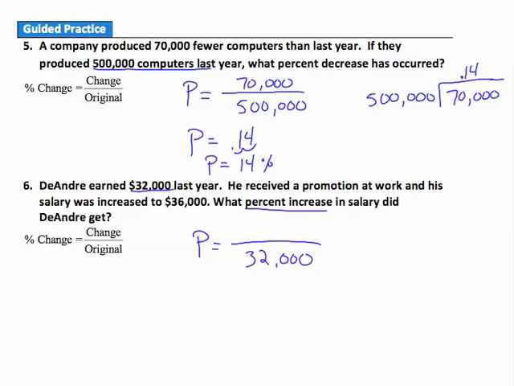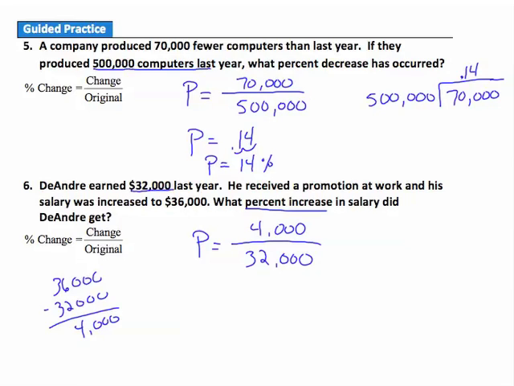The amount of the raise, well, we need to figure that out. So we would do 36,000 minus 32,000. We do that subtraction, we'll get 4,000. So his raise was $4,000. That was the change that took place here.